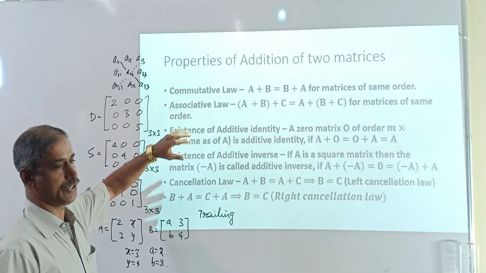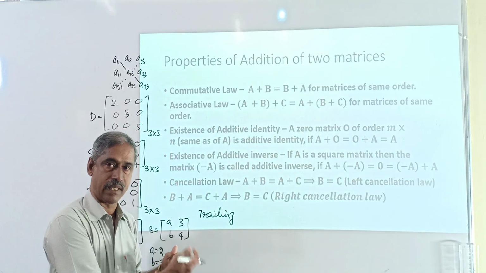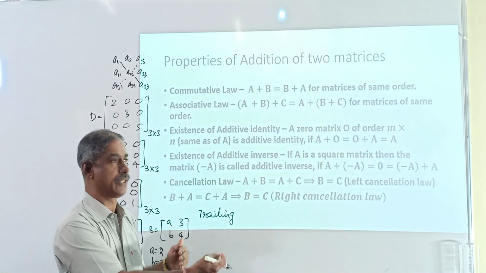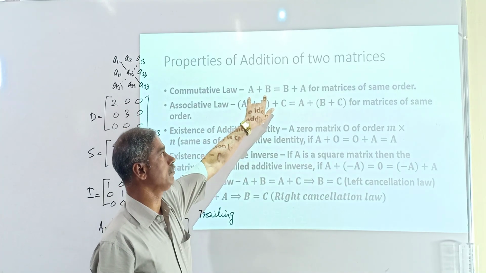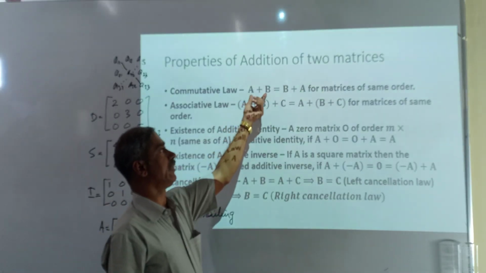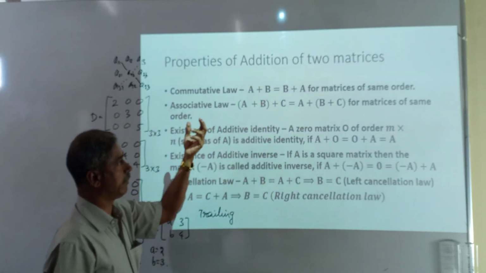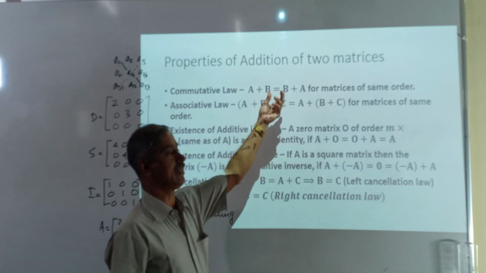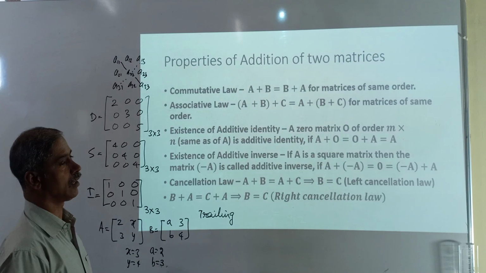Now some properties of addition. We have studied in real numbers under what conditions two numbers can be added. Here also, addition is defined in the previous frame. A plus B is defined, B plus A is also defined. The result of adding the matrices A and B, or B and A, would never differ. That property is called the commutative law.